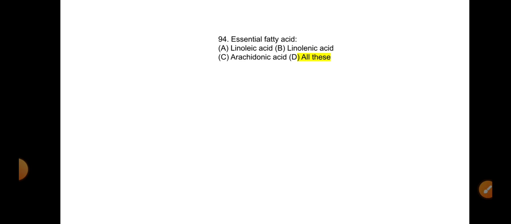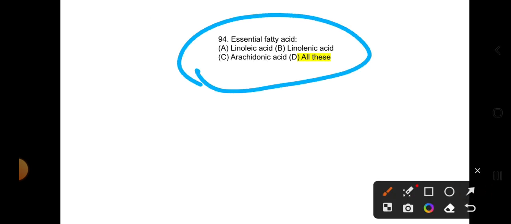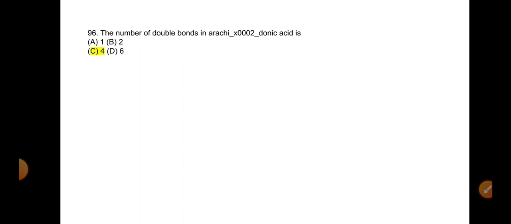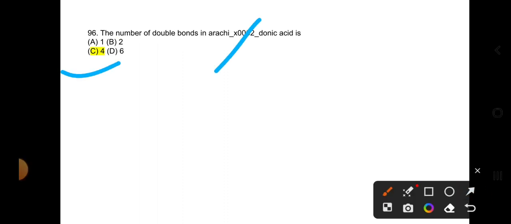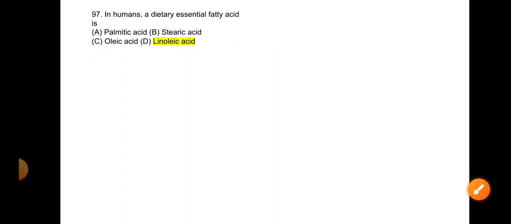Okay. So 93, the fatty acid which is not synthesized in the body and has to be supplied in the diet is linoleic. That is about essential fatty acids. Essential fatty acids are linoleic, linolenic and arachidonic, all three fatty acids which are not synthesized in your body, of course. The fatty acid present in cerebrosides is lignoceric acid. 96. Number of double bonds in arachidonic acid is 4. This also you have to remember, how many double bonds are there.